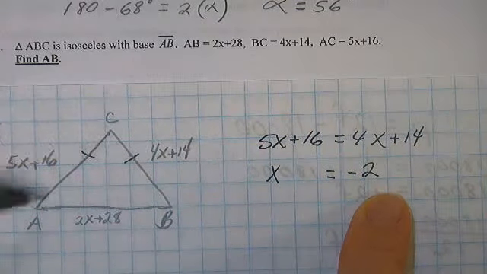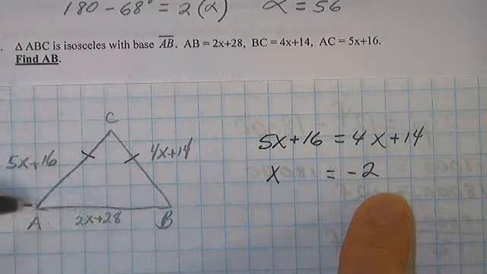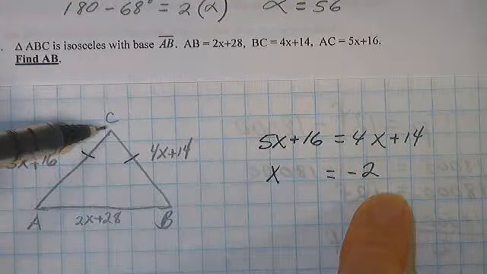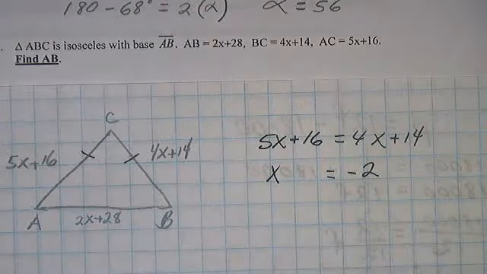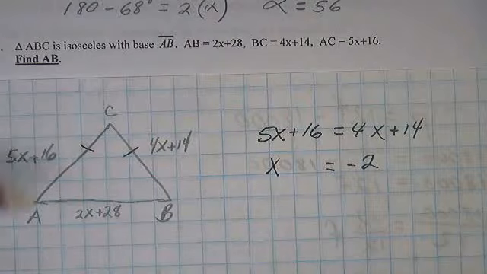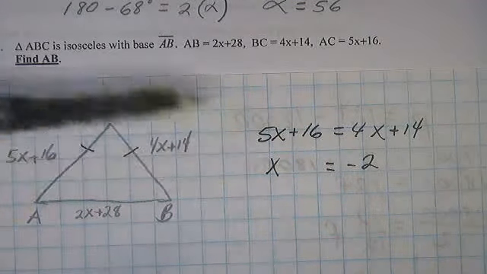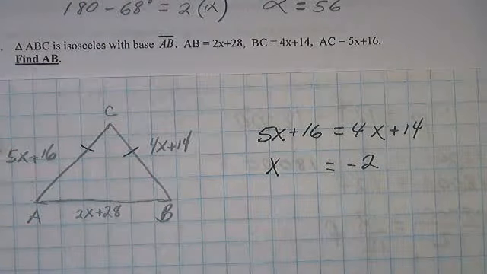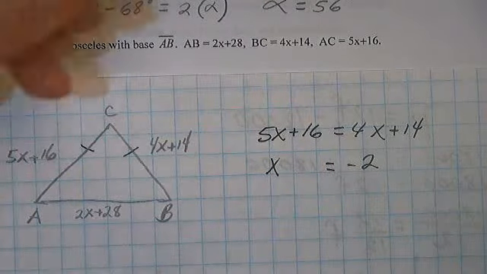ABC is isosceles with base AB. AB is 2x plus 28. BC is 4x plus 14. AC is 5x plus 16. I mean, I can do the math and give you an answer, but for x to be negative just makes me crazy. But we get positive distances. Okay, I will push on.